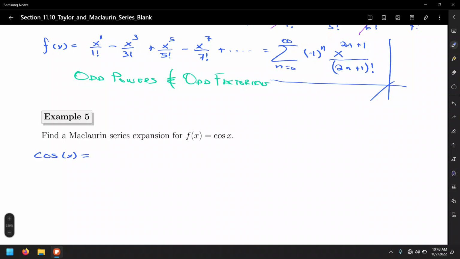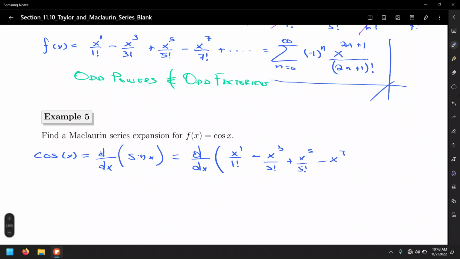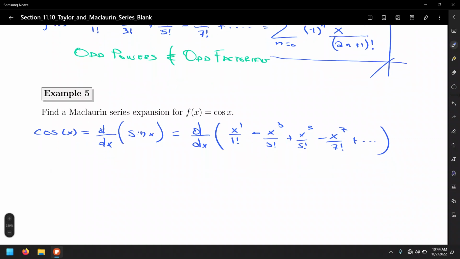remember derivatives of power series, well, we're going to take advantage of that. Cosine is the derivative with respect to x of the sine function. And well, we have a power series expansion for sine. That is, take the derivative of that. Take the derivative of x to the first over 1 factorial minus x cubed over 3 factorial plus x to the fifth over 5 factorial and minus x to the 7th over 7 factorial plus dot dot dot. That goes on forever. Just find the derivative of a polynomial, but don't simplify the denominators yet.